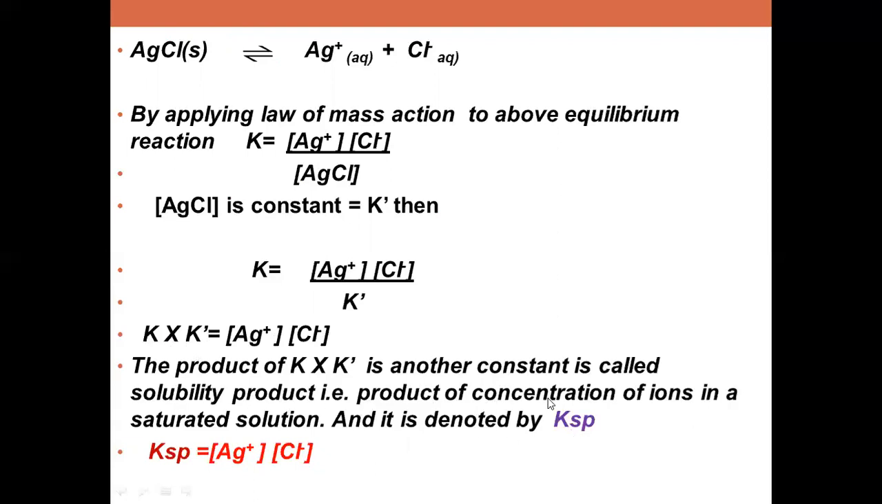Therefore, the product of the concentrations of ions in a saturated solution is called the solubility product, and this solubility product is denoted by Ksp. Therefore Ksp is equal to concentration of Ag+ into concentration of Cl-. Remember the definition of solubility and the definition of solubility product. The solubility is denoted by capital S and solubility product is denoted by Ksp.